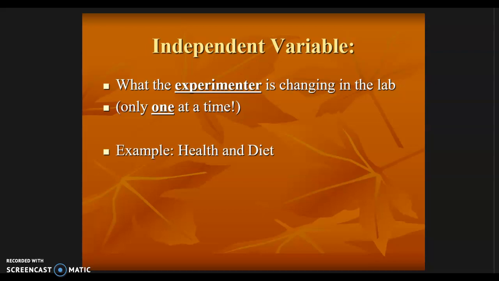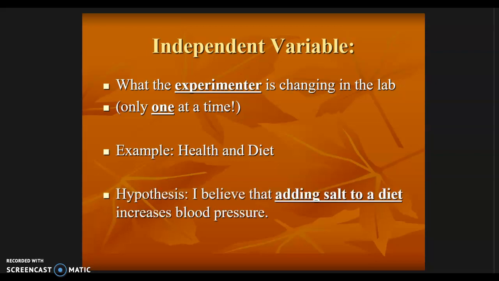So one example of this is if you were studying health and diet. Let's say your hypothesis was, I believe that adding salt to a diet increases blood pressure. Your independent variable, which is what we're talking about right here, is adding salt to a diet. That's what you're changing in the lab. And you are seeing whether or not this has an effect on the blood pressure. That's what you are changing.